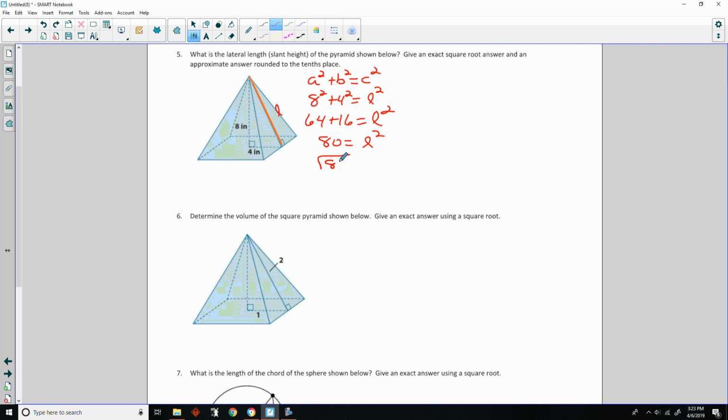If I take the square root of 80 and I take the square root of L squared, then I get L equals the square root of 80. It says, what is the lateral length, slant height of the pyramid shown below? And it is the square root of 80. If I simplify the square root of 80 with a factor tree, that'd be 2 times 40, which is 2 times 20, which is 2 times 10, which is 2 times 5. And I have one pair of 2's here and another here, and 2 times 2 is 4. So L equals 4, and the leftover that doesn't have a pair is the 5. So 4 square root 5.